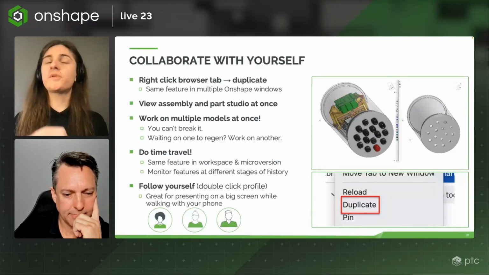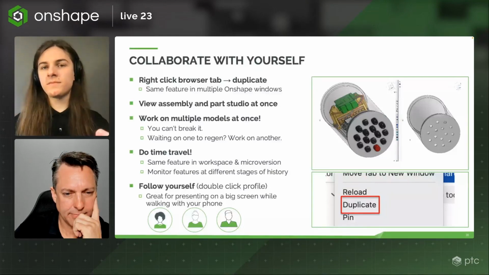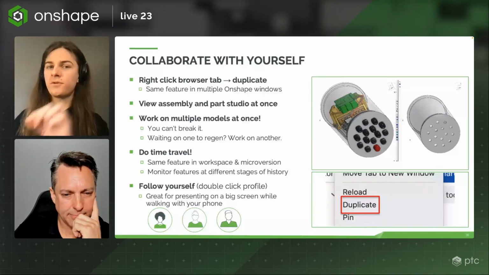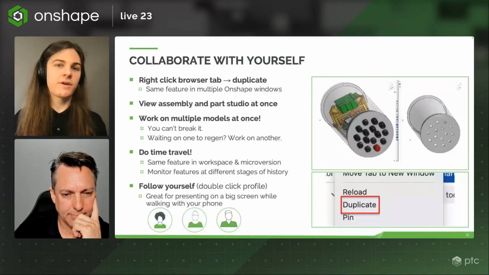Finally, you can follow yourself. This one is fantastic if you're doing a demo, because what you can do is you can open up Onshape on the big screen, open up the same document on your phone, and then you follow from the big screen to your phone, and you can freely navigate around as you walk around the stage, zoom in, zoom out, etc. And all that stuff is mirrored on the big screen. It's really slick.